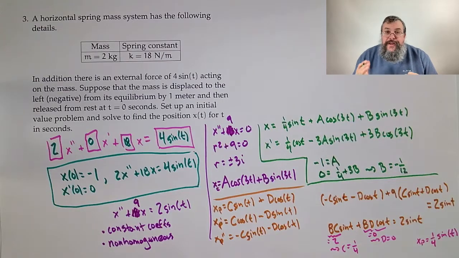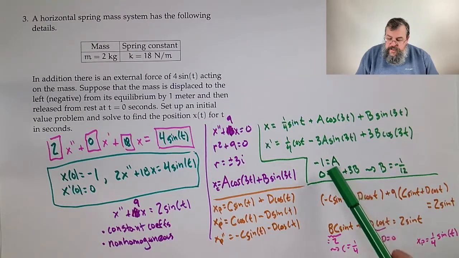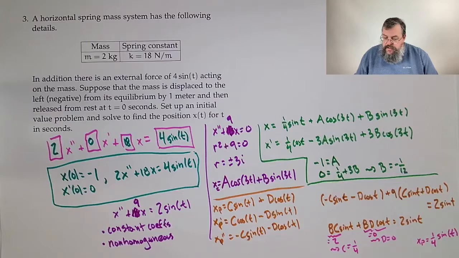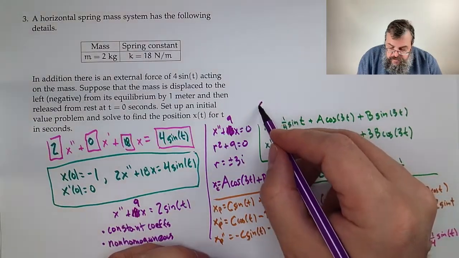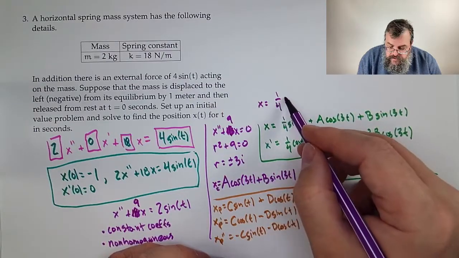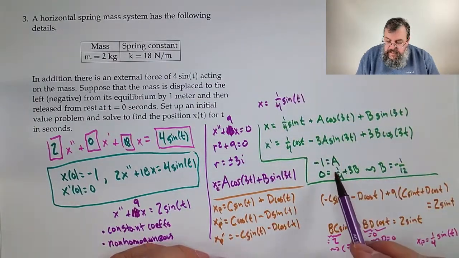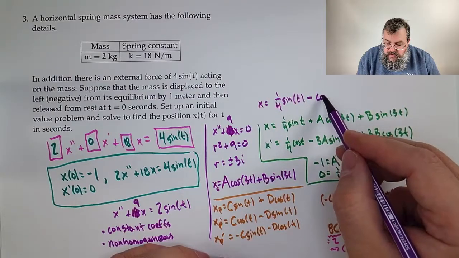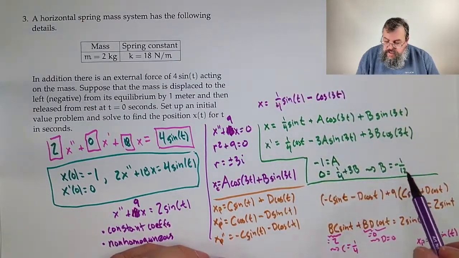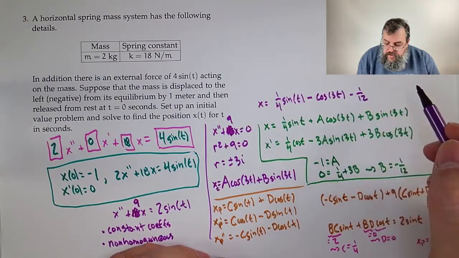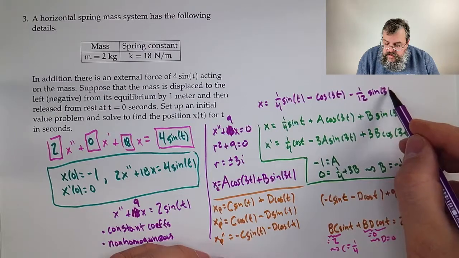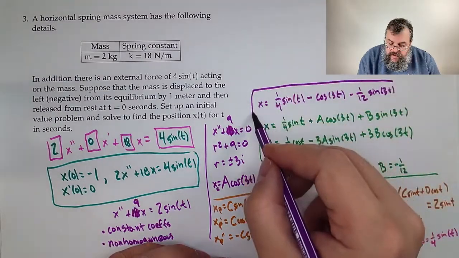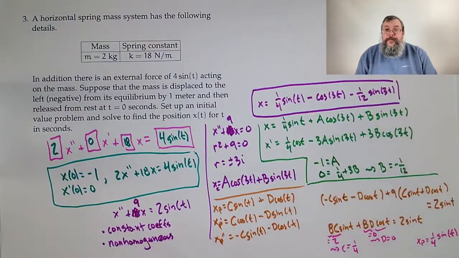Now we have everything we need. So our final answer is we plug in a, plug in b, and we get the following. So x is equal to 1/4 sine of t. A is -1, so minus cosine 3t, and b is minus 1/12, so minus 1/12 sine of 3t. And we're done. That's it. Yay! Woohoo! Good job, us!